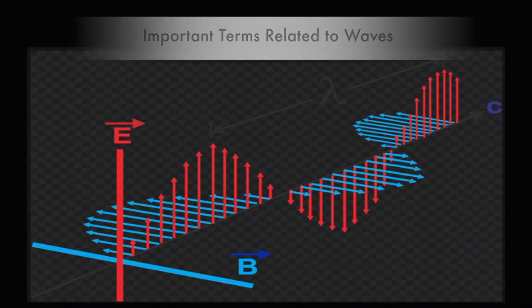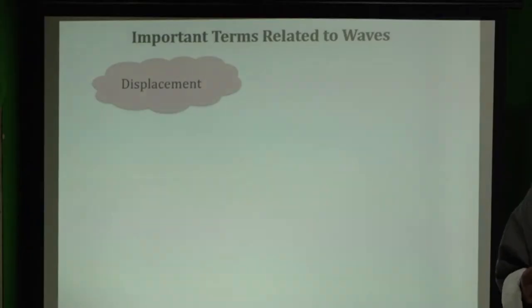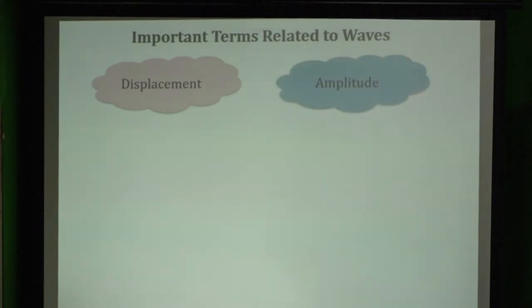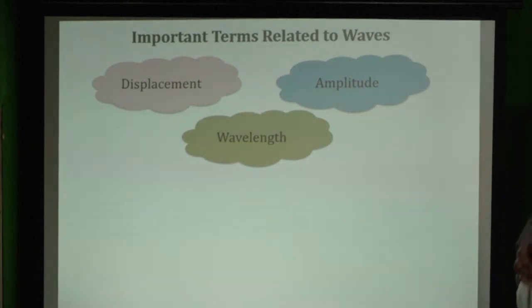First one is displacement. Displacement here indicates the distance traveled by the particles in a wave. And amplitude is the maximum displacement covered by the particle. Wavelength is the distance between two consecutive crests or troughs in case of transverse wave. And if it is longitudinal wave, then the distance between the consecutive compression or rarefaction is called wavelength.